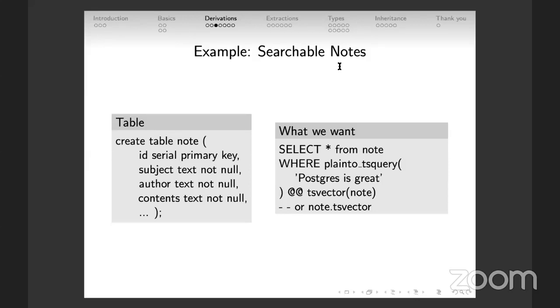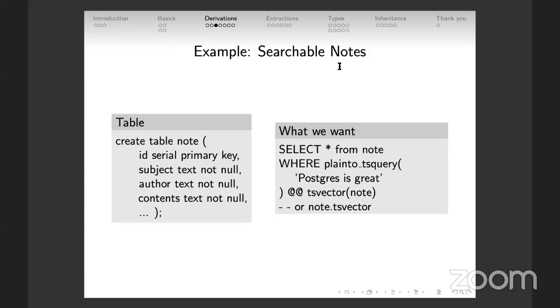So suppose we have this table here, which has a few very simple fields: ID, subject, author, contents. And we want to be able to run this query here: select star from note where plainto_tsquery('Postgres is great') is found within the TS vector of note.